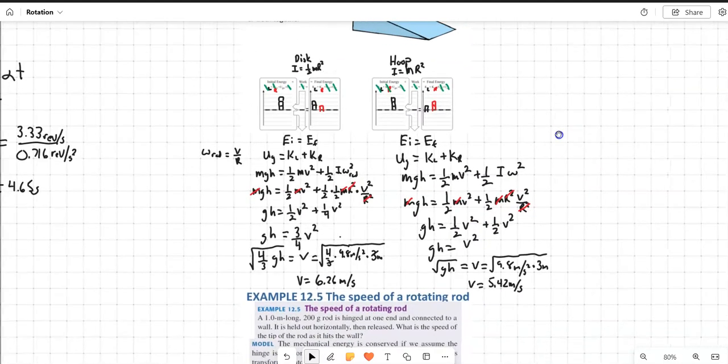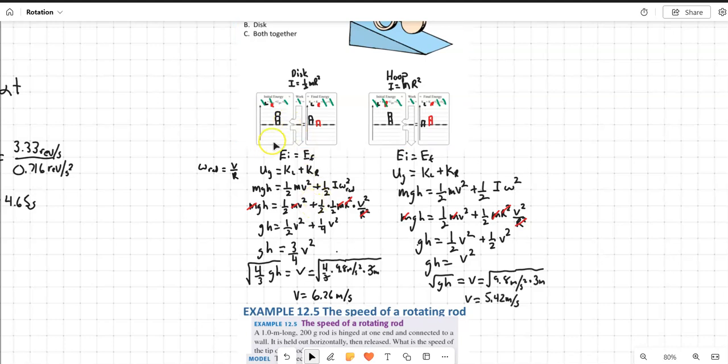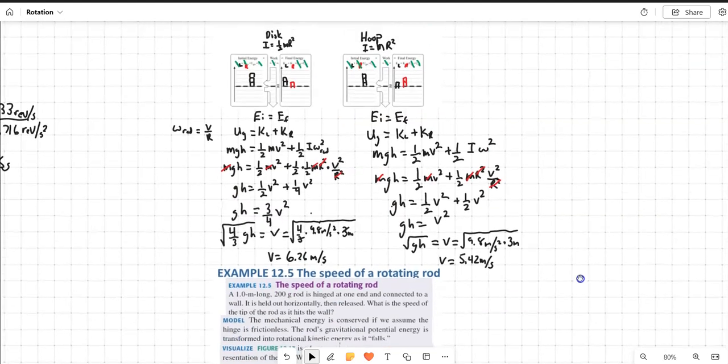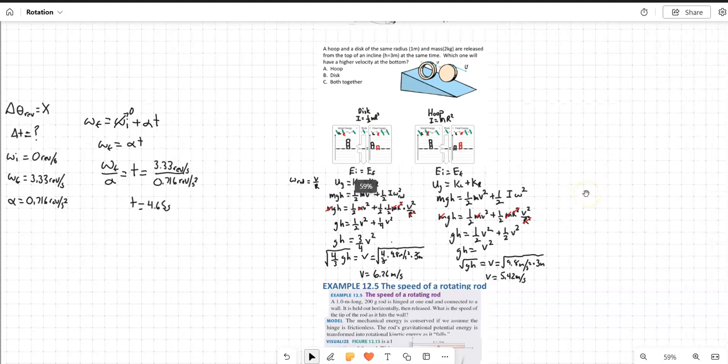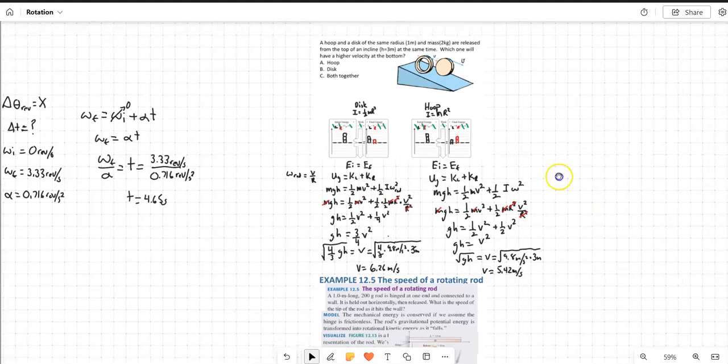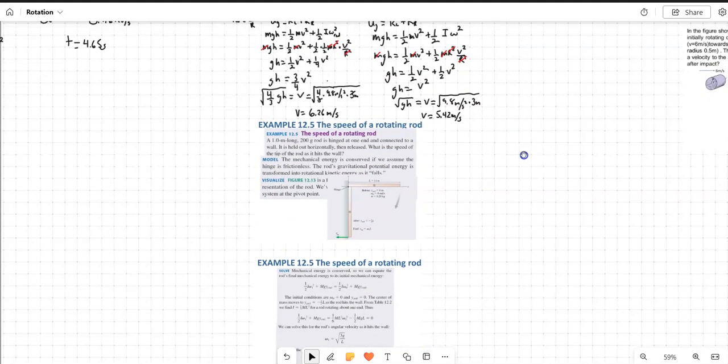What this is saying is that the disk is going to not only get to the bottom of the ramp quicker, but it's also going to be moving faster at the bottom of the ramp, and that speed will be 6.26 meters per second. While the hoop is going to be moving at the bottom of the ramp, its velocity is going to be 5.42 meters per second. Okay? So that's the basics of how to use the energy bar charts for this.